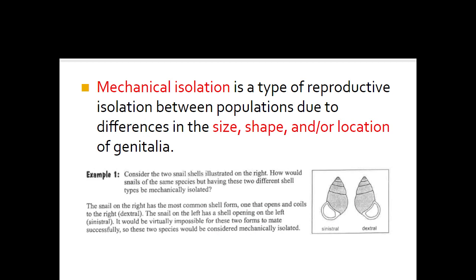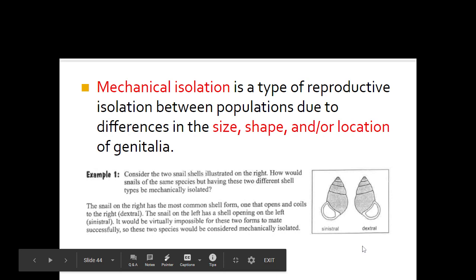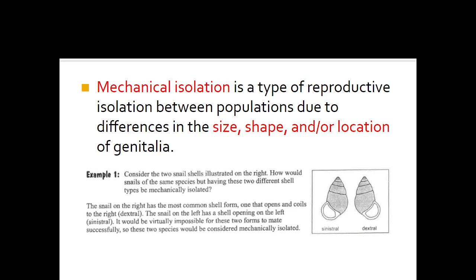This is mechanical isolation. This is something physical about the organisms that does not allow them to reproduce. It could be differences in the size, shape, or location of genitalia or some other physical aspect of their body. In this picture, you have two snails. Okay, these snails originally were the same species, but if you notice, one has a shell form that opens and coils to the right. That's this one. And one has a shell form that coils and opens to the left. And if they were to come across each other and attempt to mate successfully, that's not going to work out just because of their body shape. So that's called mechanical isolation.